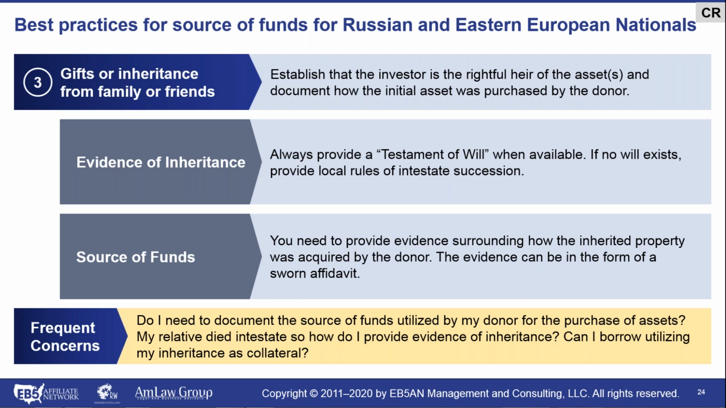In the case of an inheritance through a will, you get the equivalent of a testament, or if there is no will, there are local rules of intestate succession. To my understanding, in Russia, it's generally straightforward. We've had a few cases like this, and it generally was not a problem getting that paperwork showing the inheritance and then showing the path of funds from the deceased to the recipient. So that generally is pretty straightforward.